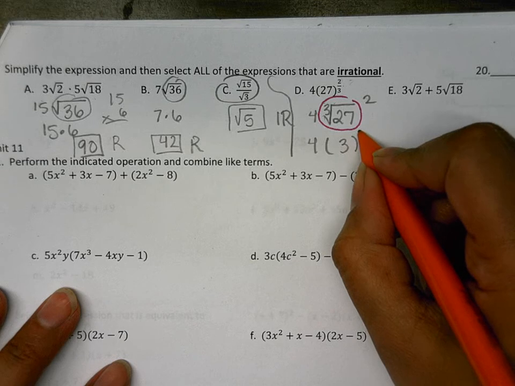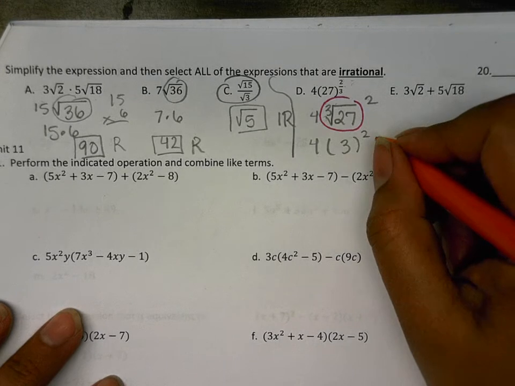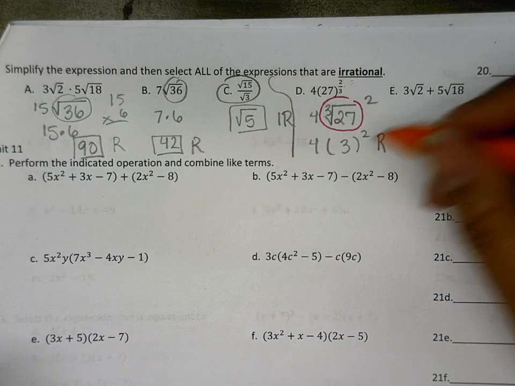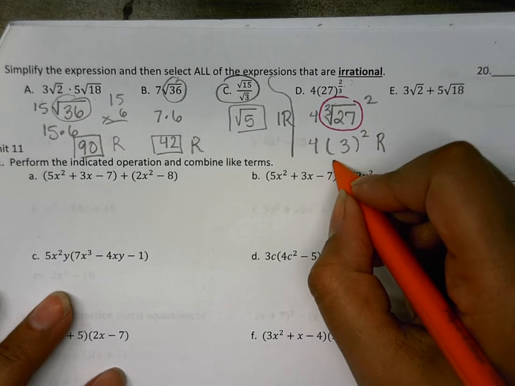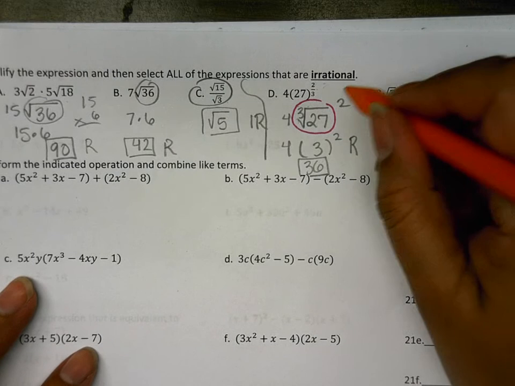So I have 4 times 3 squared. Before I go any further, is it going to be rational or irrational? How can you guys tell? There's no more square root, right? 3 squared is 9. What's 4 times 9? 36.